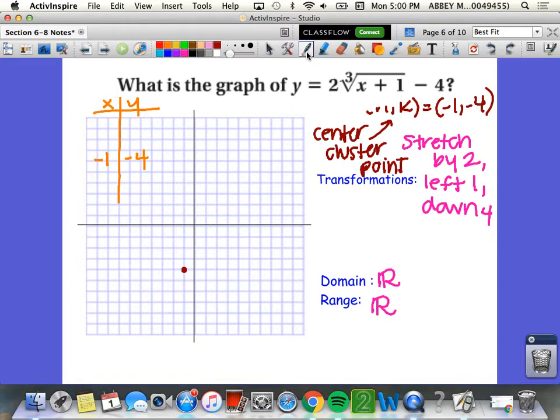All right? So from here, let's figure out what are some nice values for x that we could plug in. Well, what can I do to make the cube root of x plus 1 be a nice number? Well, what can I take the cube root of? Well, I can take the cube root of 1, right? So what would I have to plug in order to make that work? I would want to plug in a 0. 2 times the cube root of 0 plus 1 gives me 1, and then minus 4. So that gives me 2 times 1 minus 4 gives me negative 2. So I'm going to plot the point 0, negative 2.